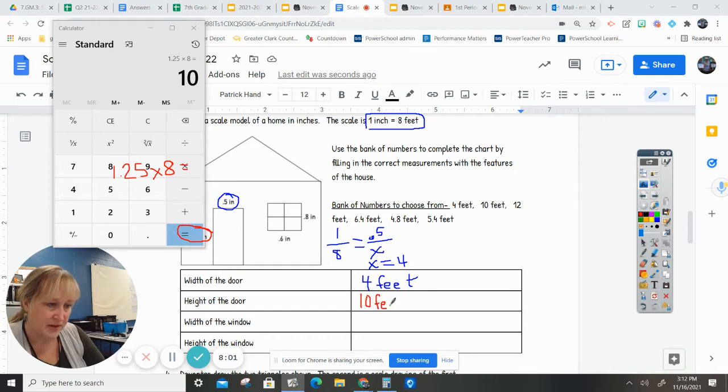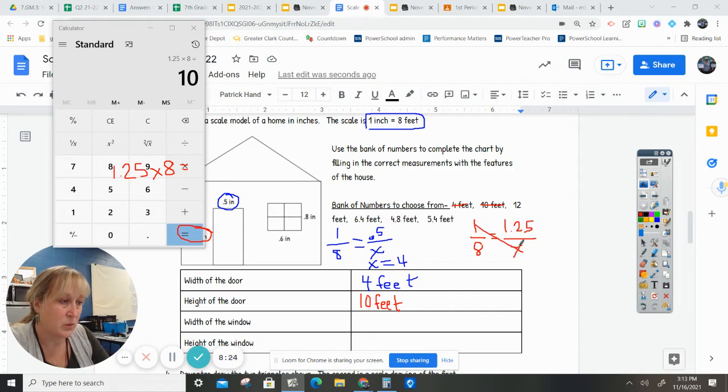But I want to verify it with the cross multiplication. So my cross multiplication is I use my original scale factor, 1 over 8 equals, and my little number was 1.25. My unknown real number is x. 1 times x is x. 8 times 1.25 we just did is 10. So that way works, and it shows why that way works. So both ways will work.